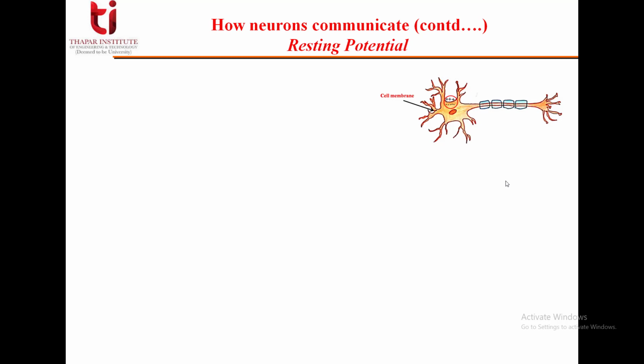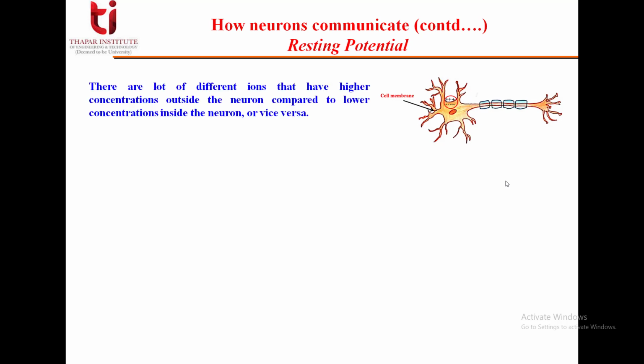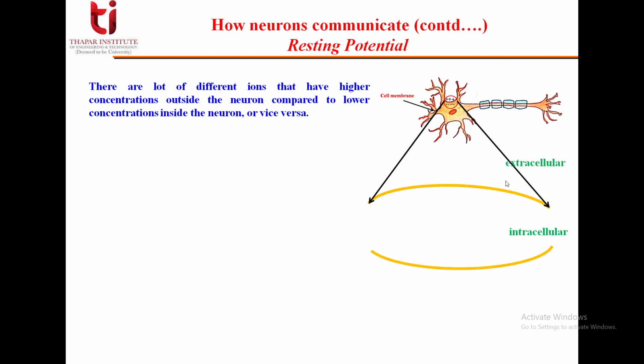Now let's discuss the whole process in more detail, and the first term is resting potential. As we have said, there are a lot of different ions that have higher concentrations outside the neuron compared to lower concentration inside the neuron, or vice versa. In the diagram, extracellular means outside of the cell region, and intracellular signifies inside the cell region.